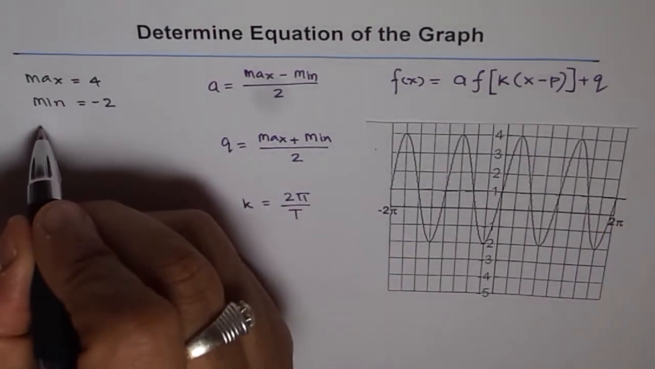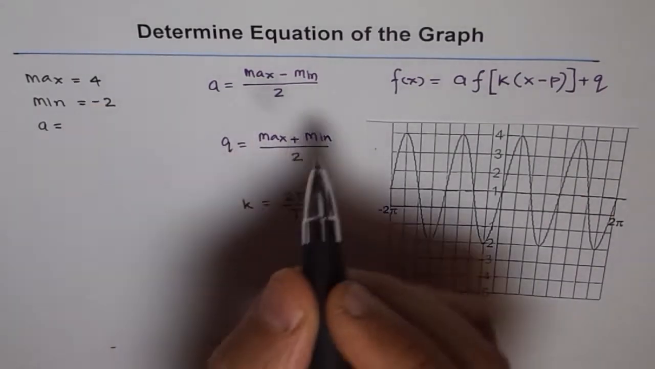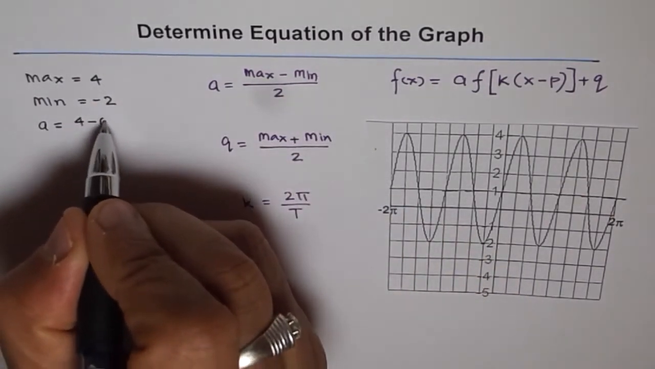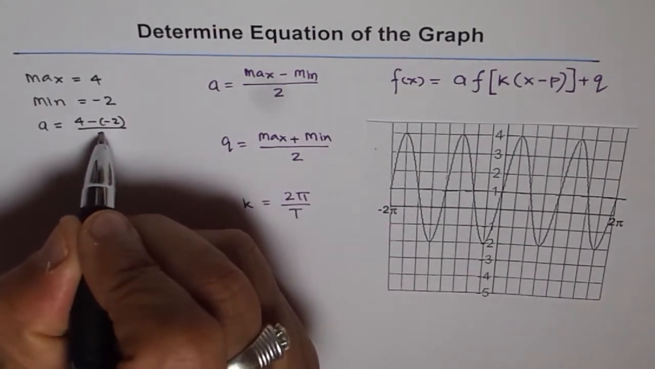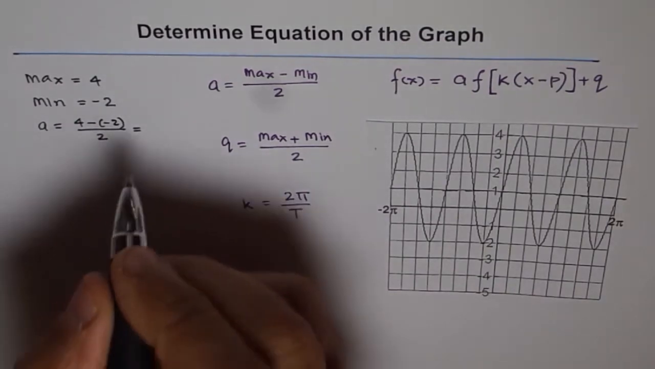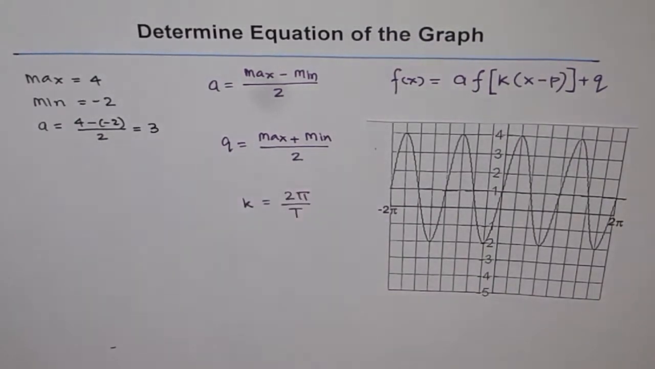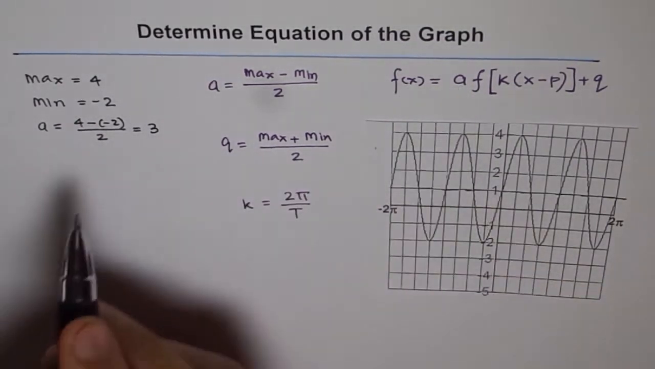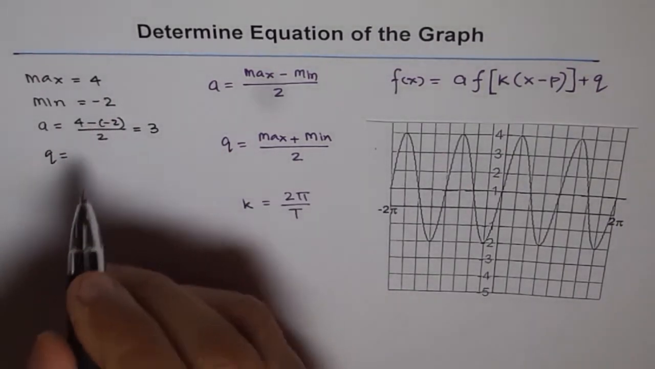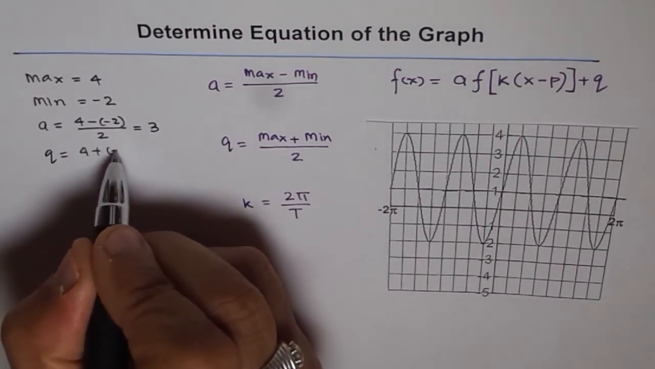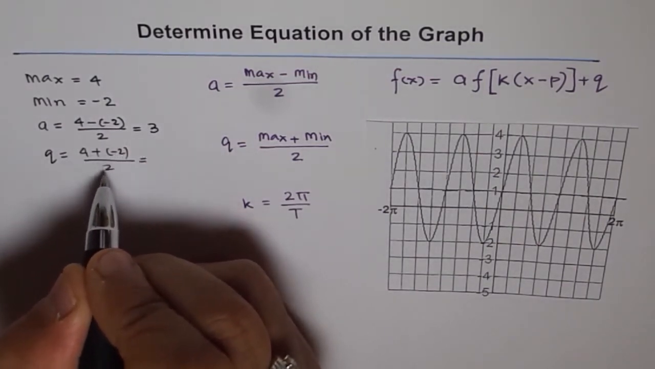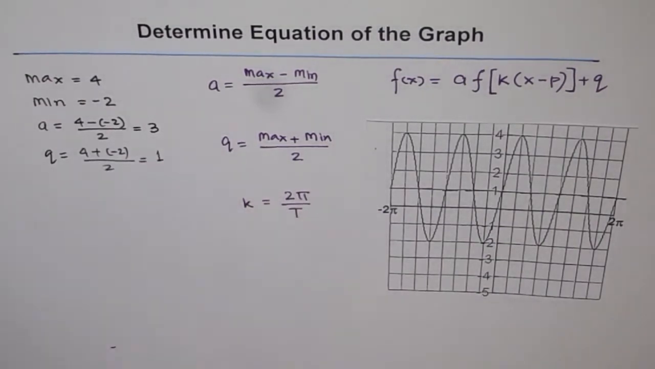So a for us, the amplitude, equals 4 minus minus 2, divided by 2, correct? That means 4 plus 2 is 6, 6 divided by 2 is 3. So we get a as 3. So we can plug in 3 here, right? q equals 4 plus minus 2, divided by 2. 4 minus 2 is 2, 2 divided by 2 is 1, so we get q here.